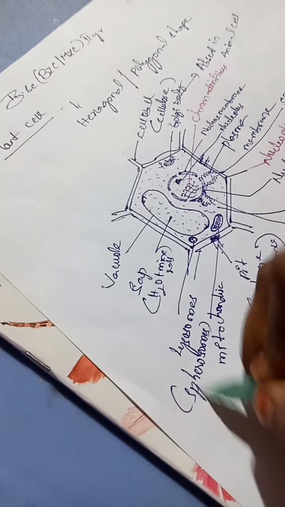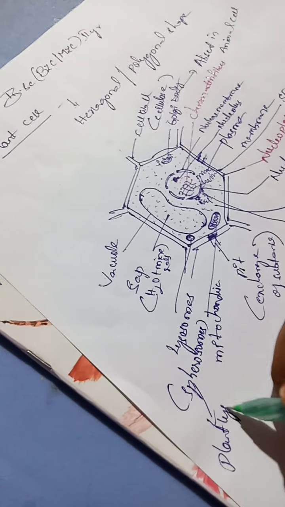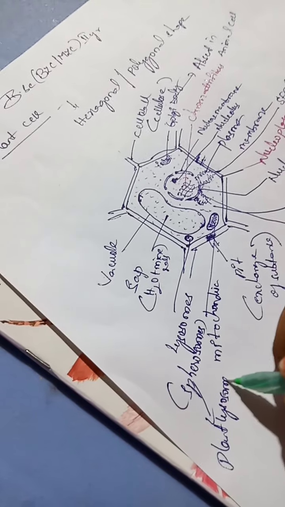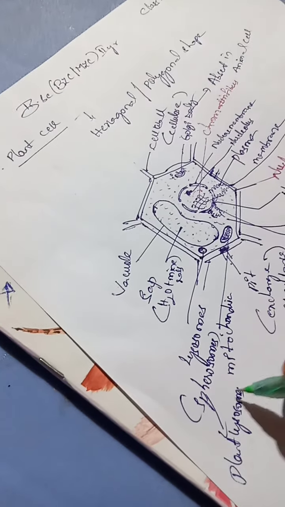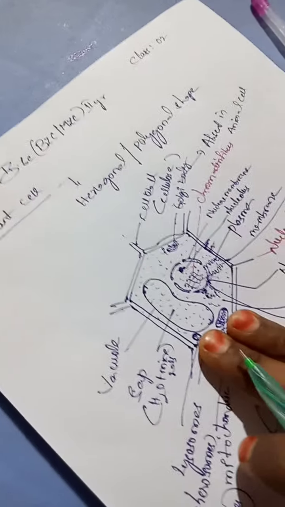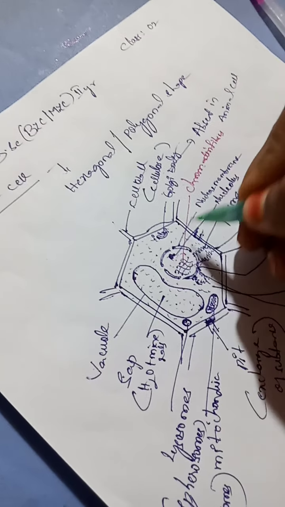Spirosomes. Okay, spirosome means what? Plant lysosomes. Okay, the lysosomes in the plant are called spirosomes. Next, what we have to discuss here and what not to discuss.